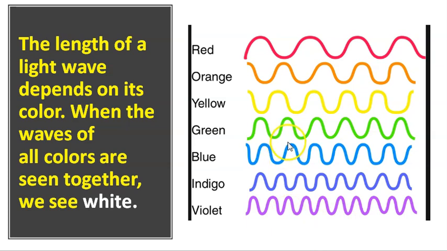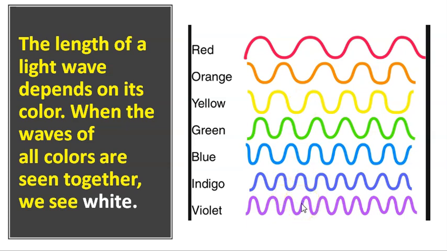When the waves of all colors are seen together, we see white, okay? Of the colors that we can see, red light waves are the longest, and violet light waves are the shortest, okay?